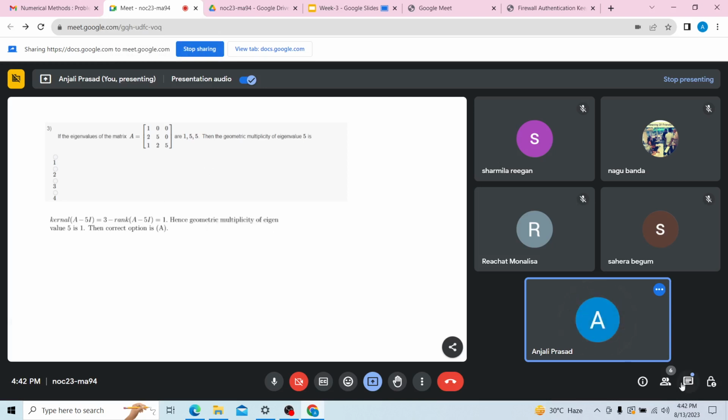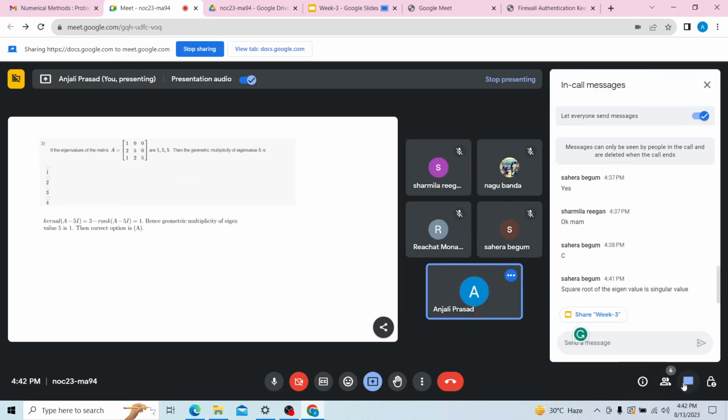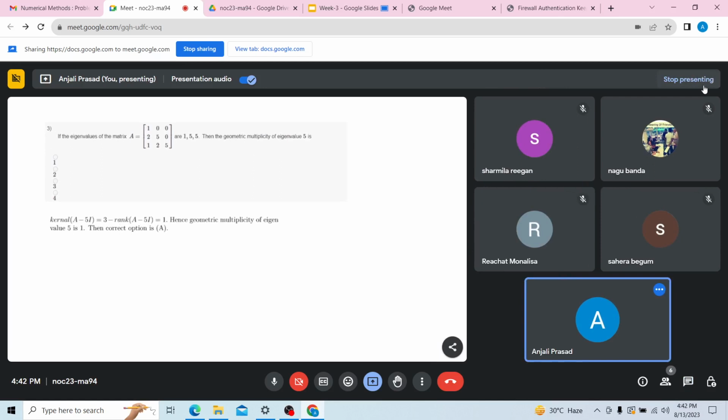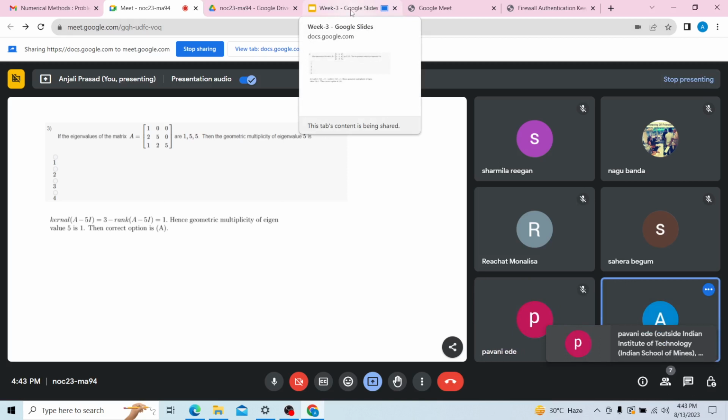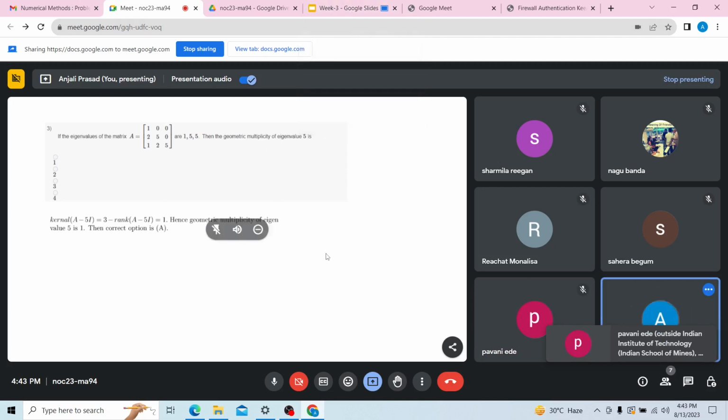Is it clear? Shall we move to the next question? Do you have any doubt? Singular values are the absolute values of the eigenvalues.